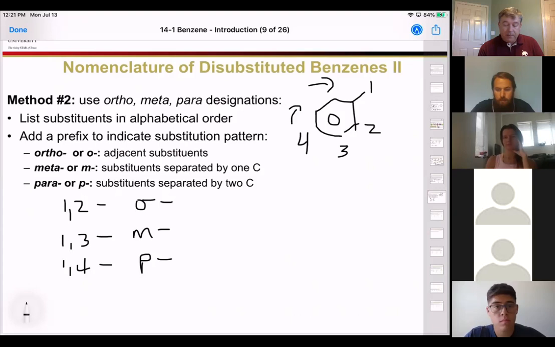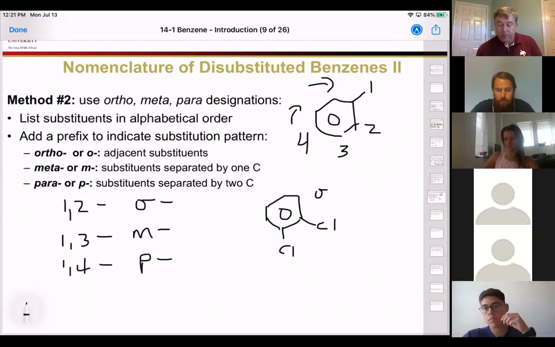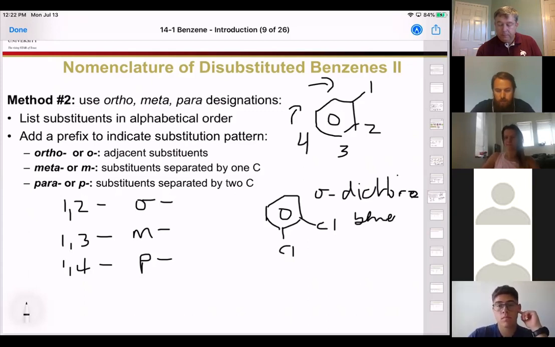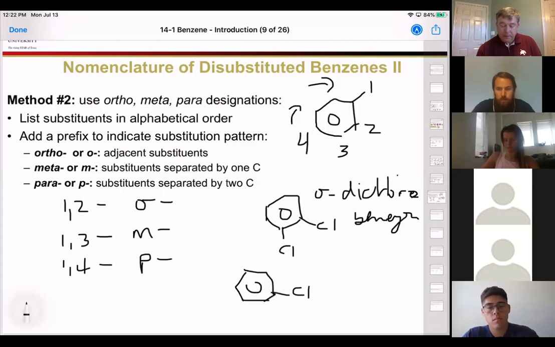So if they're the same name, you would name them ortho-dichlorobenzene, for example. This would be that. If we had them as different names, you would just put them in alphabetical order. And if we had meta-chloronitro here, we'd say meta-chloronitrobenzene.